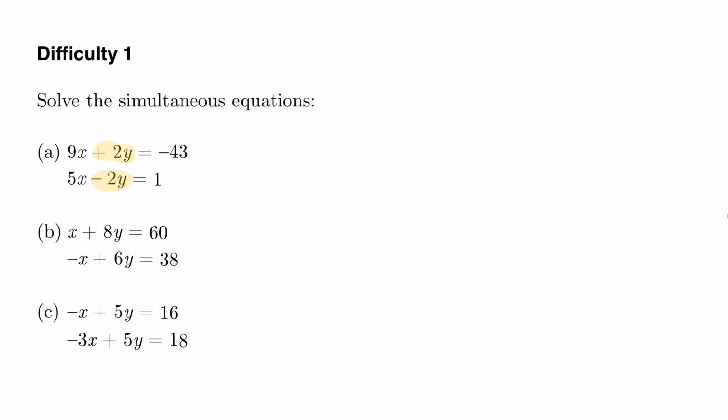And that's really handy because what we can do is add these equations together. So if I've got the first one, 9x plus 2y equals negative 43, and then the second one, 5x minus 2y equals 1, I can add the two equations as follows. On the left hand side, I'm going to get 9x plus 5x to give me 14x. I'm going to get 2y plus negative 2y to just give me 0, so I don't need to write anything here. And that's going to equal negative 43 plus 1, which is negative 42.